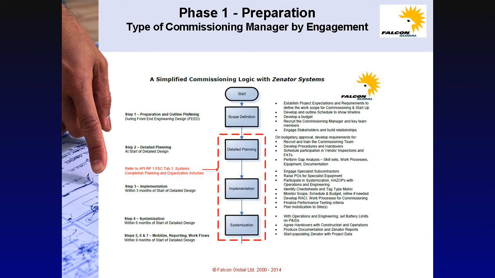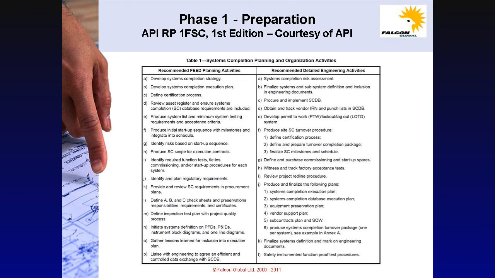The commissioning manager activities in this stage of the project are shown in steps 1 to 7 in the simplified commissioning logic. Notice the red dotted box around some of those steps. These are also shown in API RP1FSC Table 1. All of the preparatory activities described in the simplified commissioning logic are as described in API RP1FSC Table 1. From API RP1FSC Table 1, there are specific activities that are relevant at this stage.